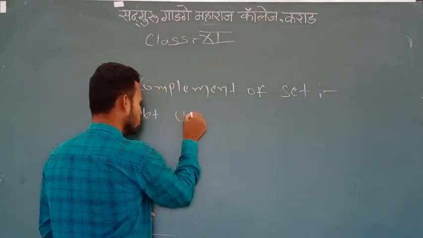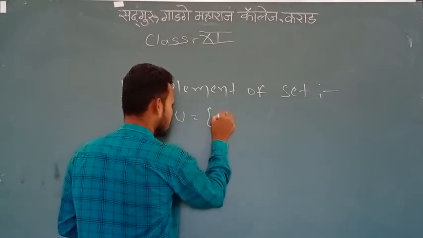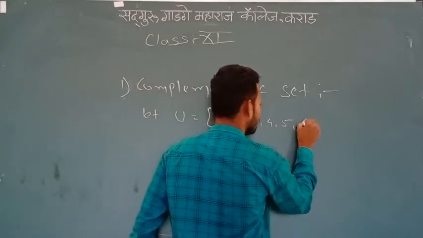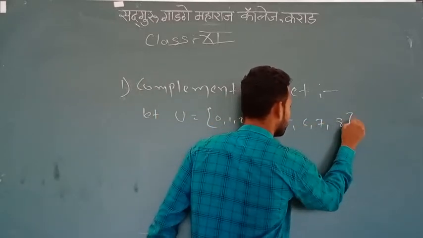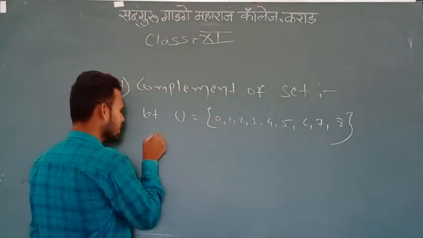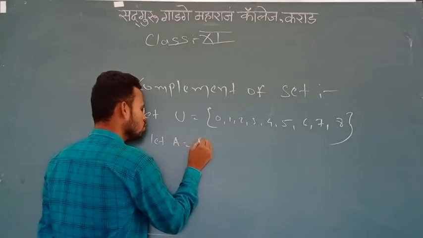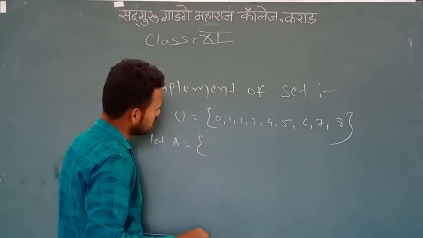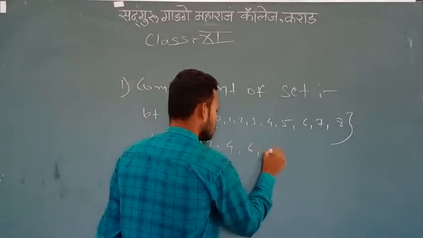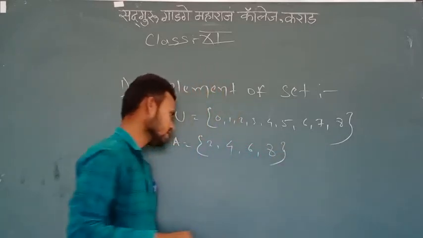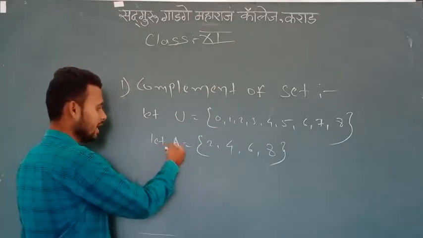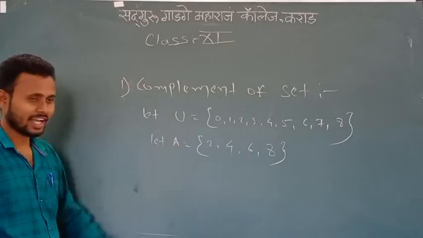Let U equal to the universal set. If I take 0 1 2 3 4 5 6 7 8, I say U is the universal set. And next, let A equal to the set containing 2 4 6 8. This is A. Then find A complement.